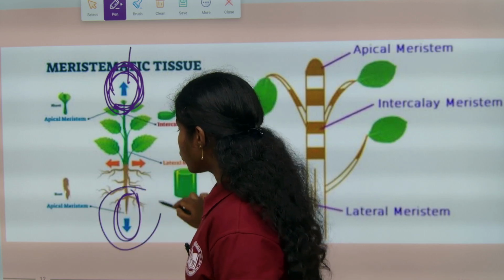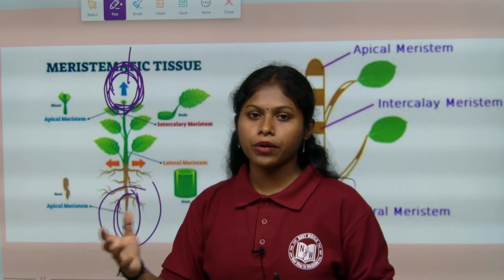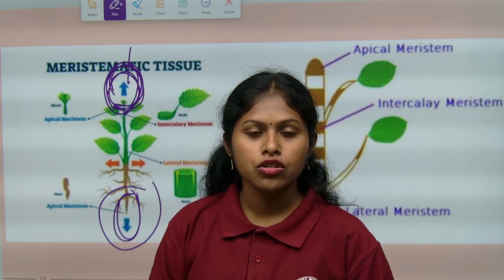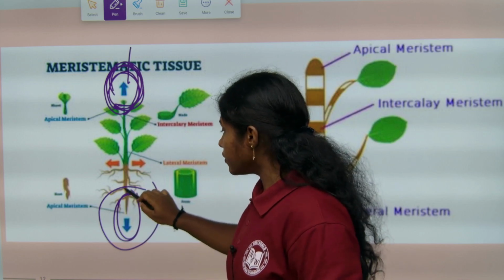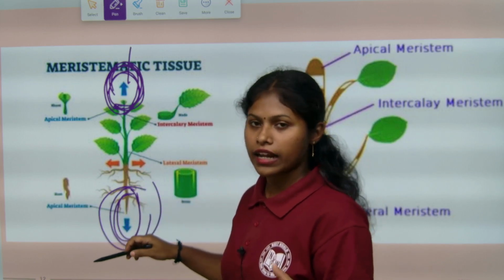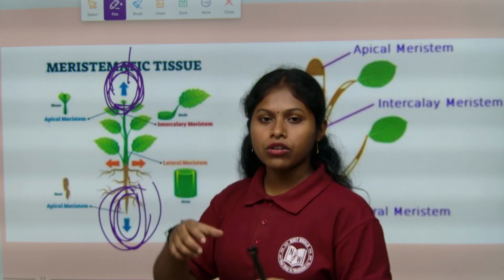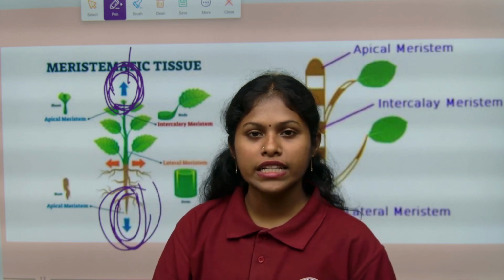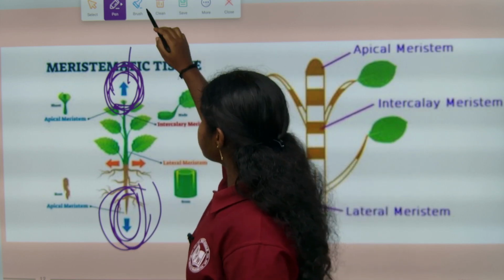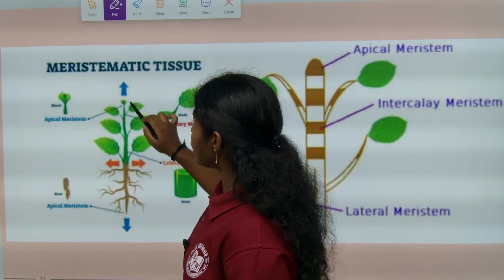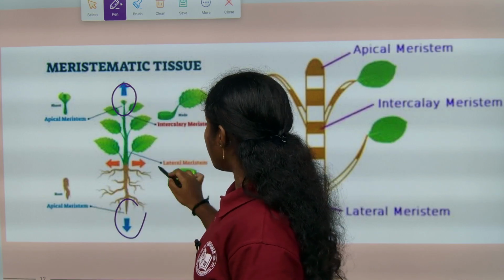In the roots, children, the roots have to penetrate. Every day we do not pour water to the plants, right children? So they have to penetrate deeper into the soil. The actively dividing cells are also present in the root. They penetrate deeper into the soil, where they can absorb the water underground. This is where the apical meristem is present, in the roots and shoots. Coming to the lateral meristem.